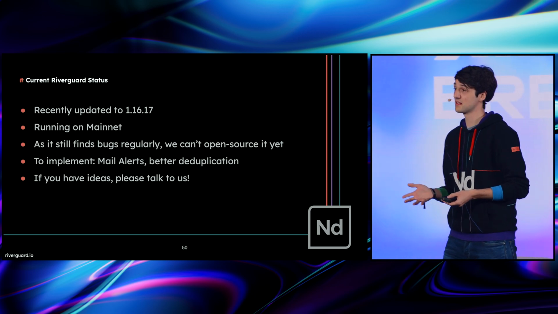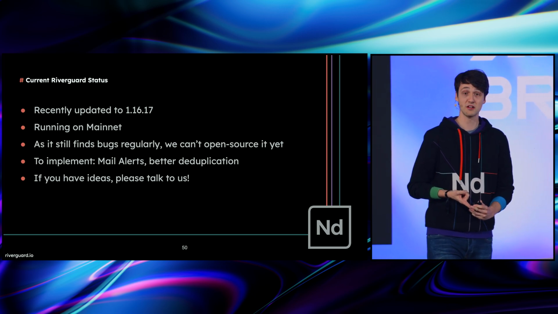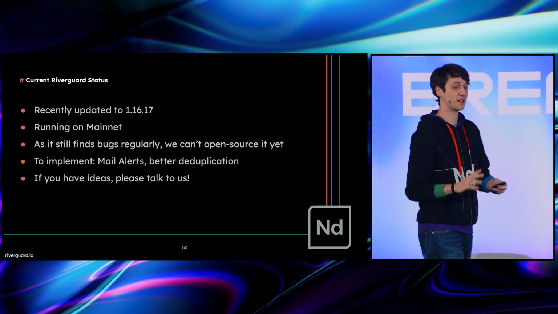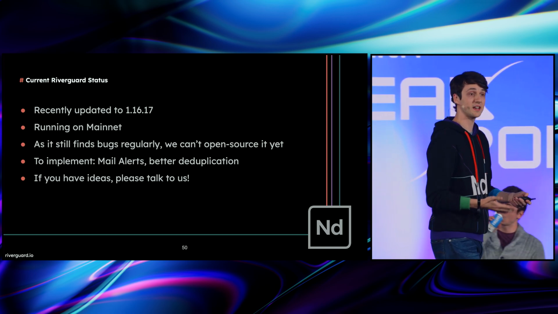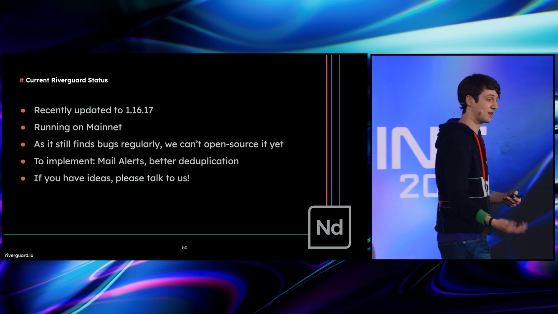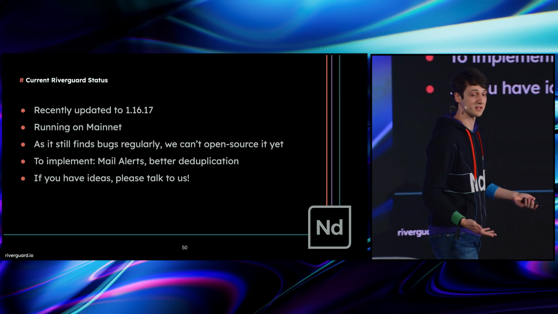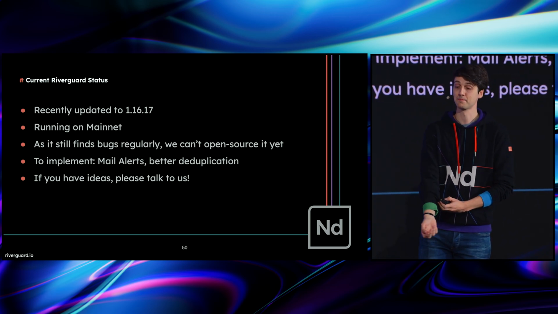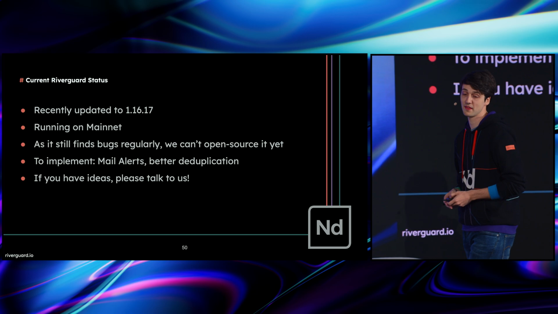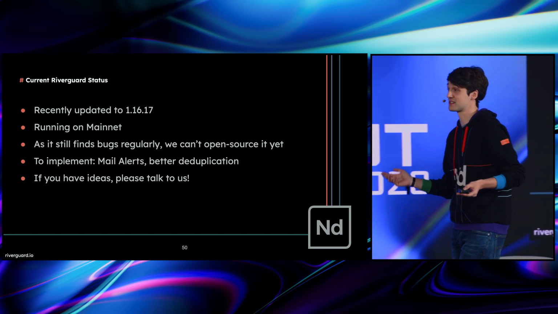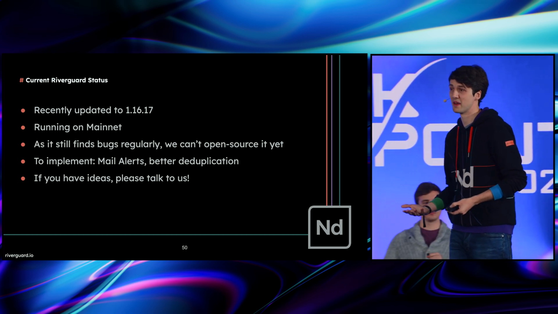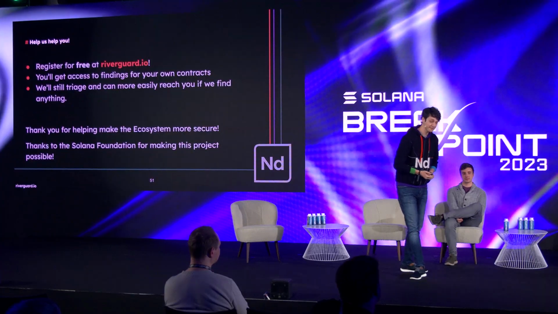What's currently still missing, the two main points, are mail alerts. Before we do that, we have to improve deduplication of findings a bit, so we don't send you an email once per hour for every transaction a user does. So these are the two main things. But again, if you have any ideas like new fuzz cases which might be implemented, or if you can do something with the data, just talk to us.